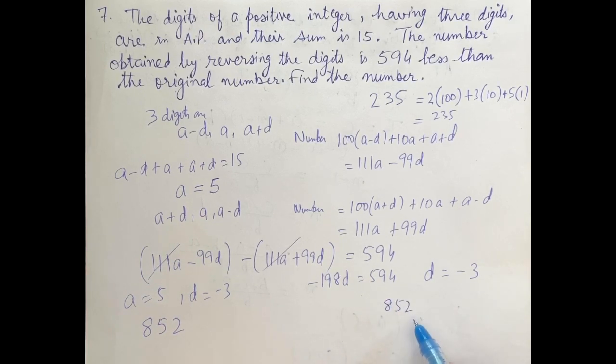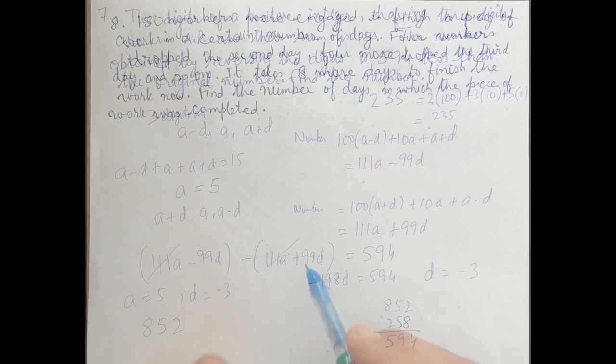This is the number. First of all, 8 plus 5 plus 2 is 15, and 8, 5 and 2 are in AP. Now we reverse the number, it's 2, 5 and 8. The difference is 594. So this condition is also satisfied. Therefore the given number is 852.